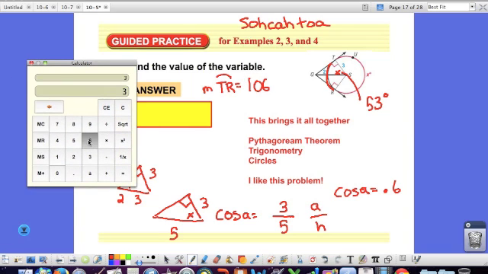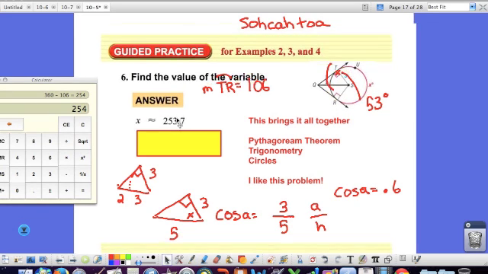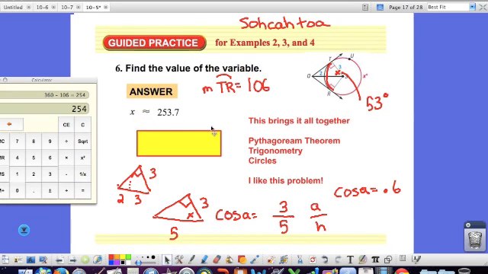So if I start at 360 and subtract 106, I get that the measure of this arc, TUR, which is x degrees, is 254 degrees. They rounded to the nearest tenth.